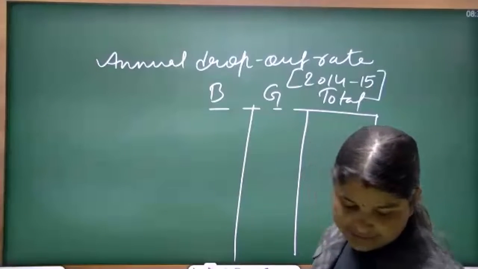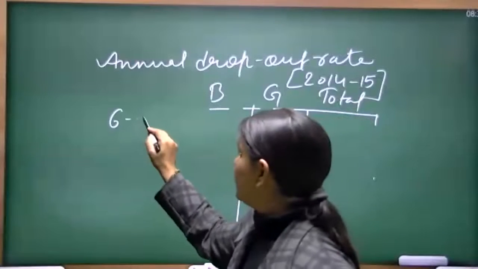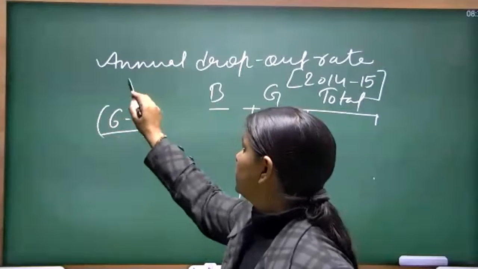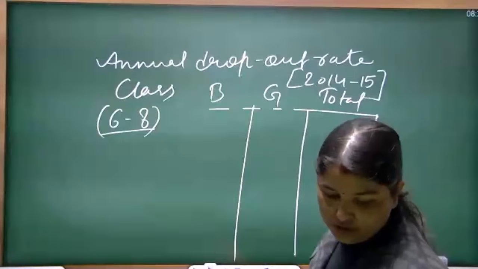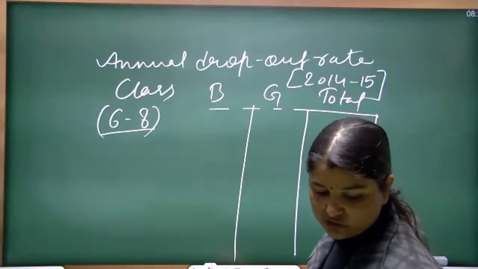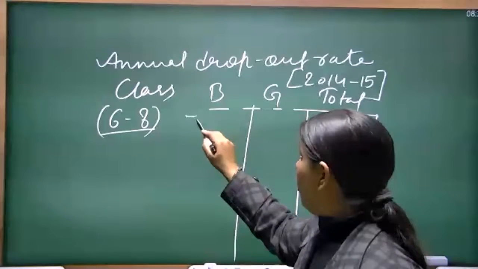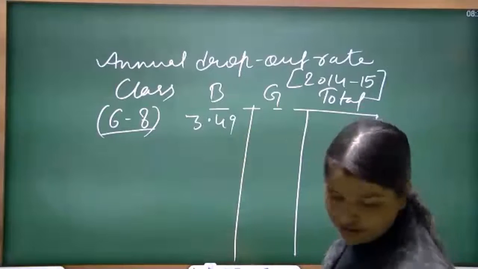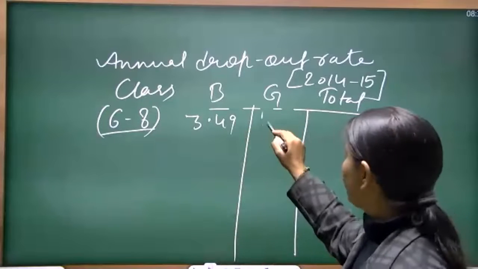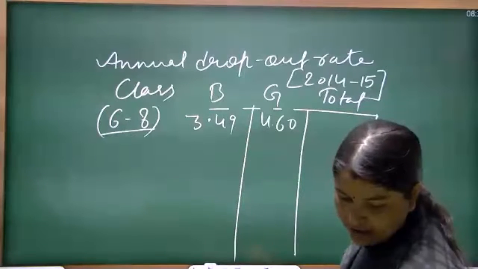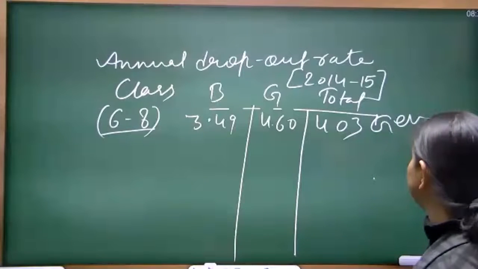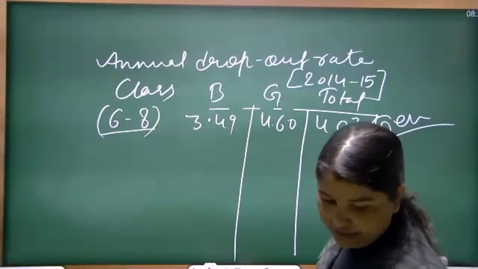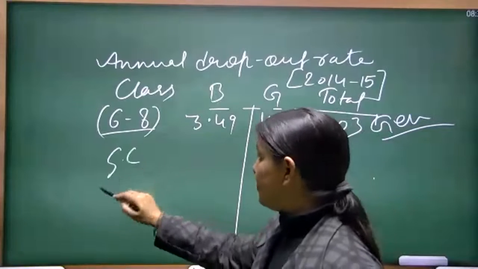In classes 6 to 8, the upper primary level, among those who left school, the rate for boys is 3.49, for girls 4.60, and the total is 4.03. This is for the general or all-total category.